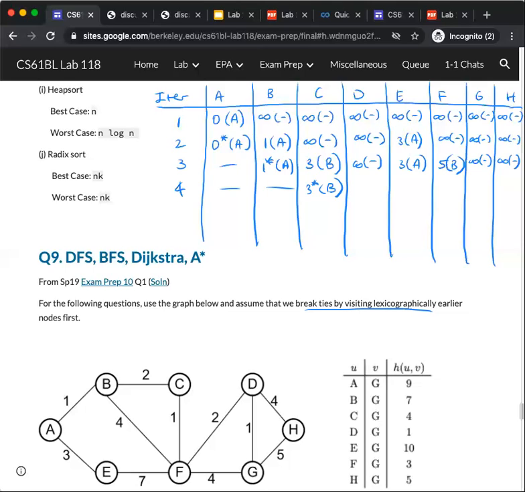Is 4 better than what F has currently? Yes, 4 is less than 5. We want it to be smaller, so we're gonna update this with C being the new predecessor, and then everything else stays the same because no other vertex is a neighbor of C. Oh, sorry, that should be 3.